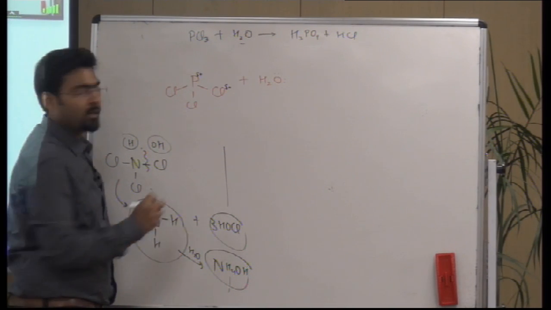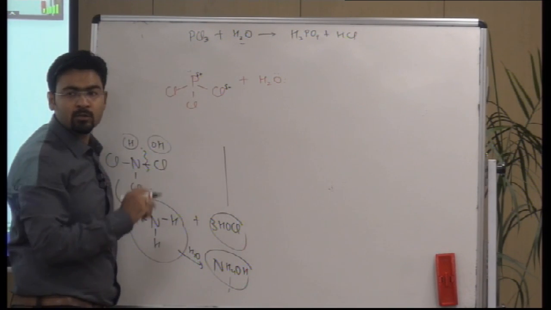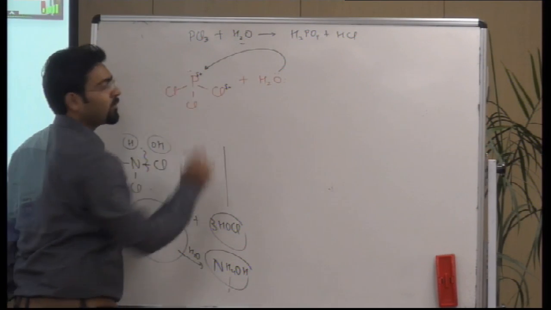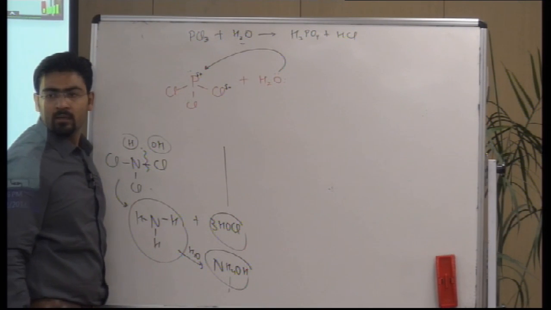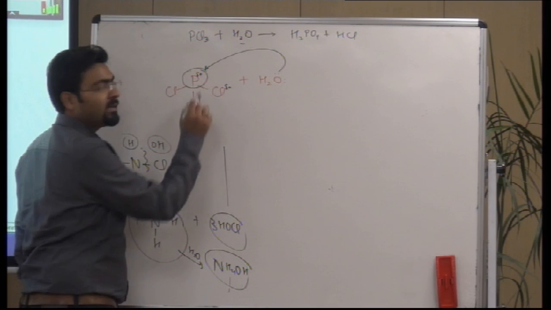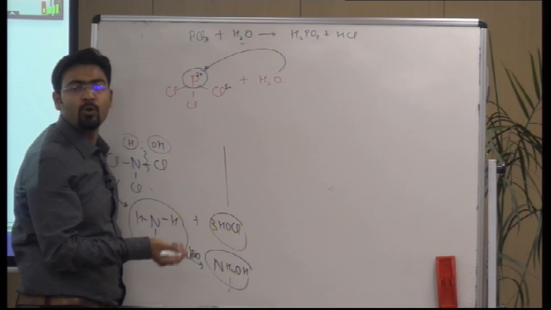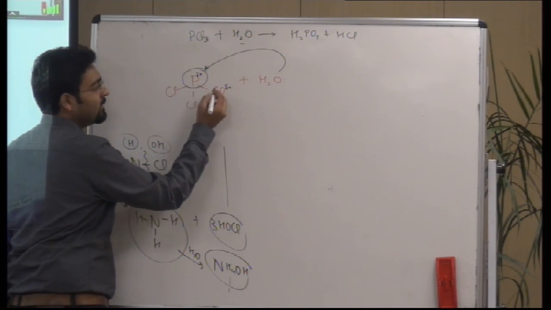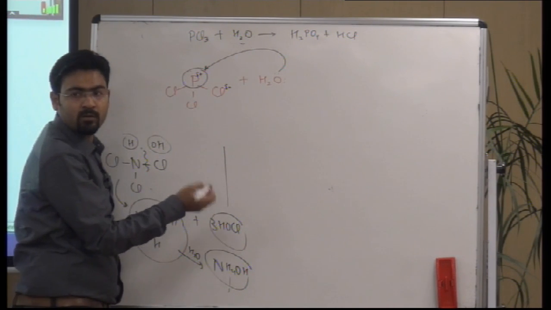electron deficient. Though it has a lone pair on it, it also has some vacant d orbital, and it can accept a lone pair of electrons. So this phosphorus has a vacant orbital and is electron deficient, so it can act as a Lewis acid. So this H2O from its oxygen will attack here, and the Cl will eventually come out and will get protonated.